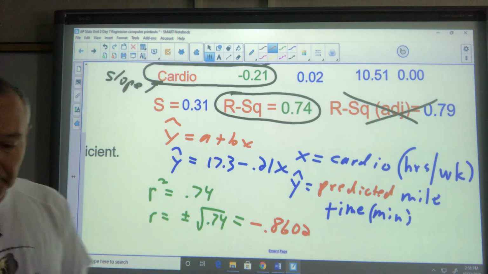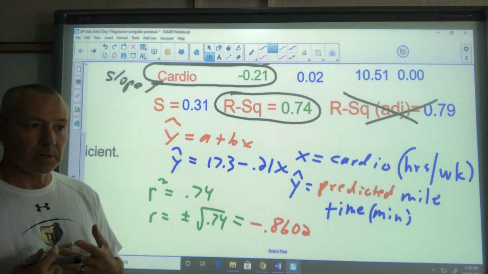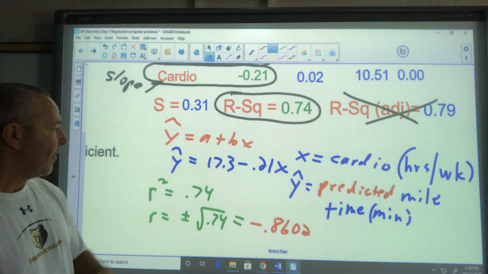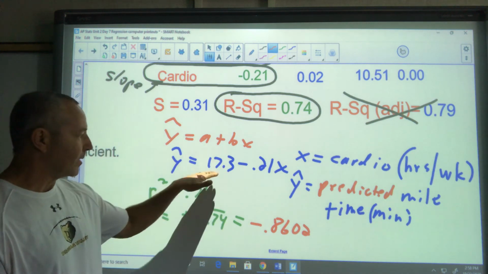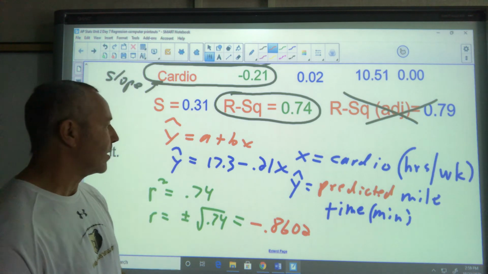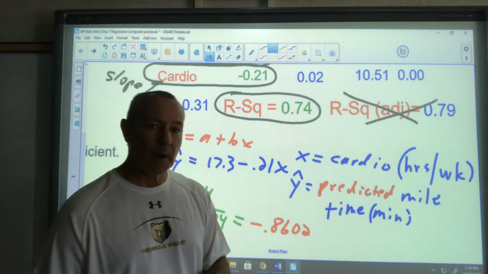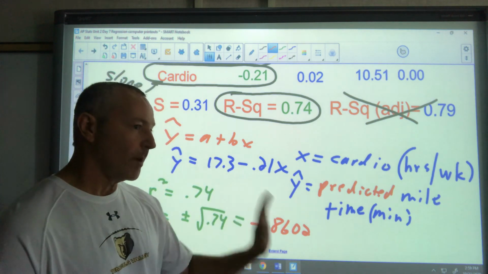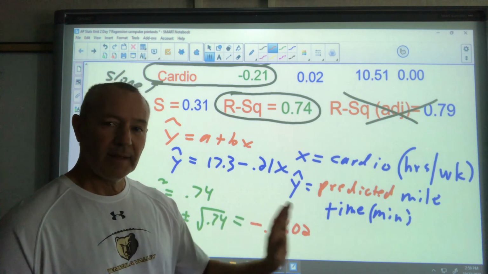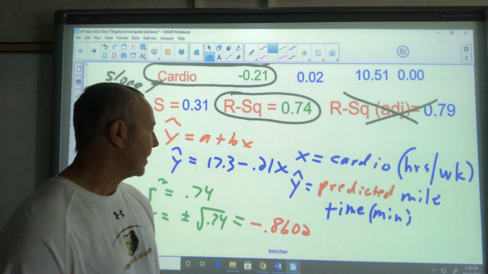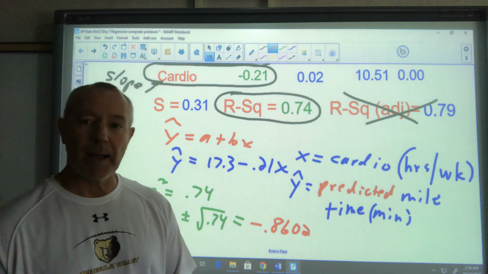And from that, I would be able to answer all of the information. I would be able to explain the coefficient of the line of best fit. The y-intercept means that whenever your x, which is your cardio hours, was 0, the predicted mile time is 17.3 minutes, which is really slow. Even I could do that. A slope of negative 0.21 indicates that for every one hour per week increase in cardio, there would be an expected 0.21 minute decrease in the mile time.